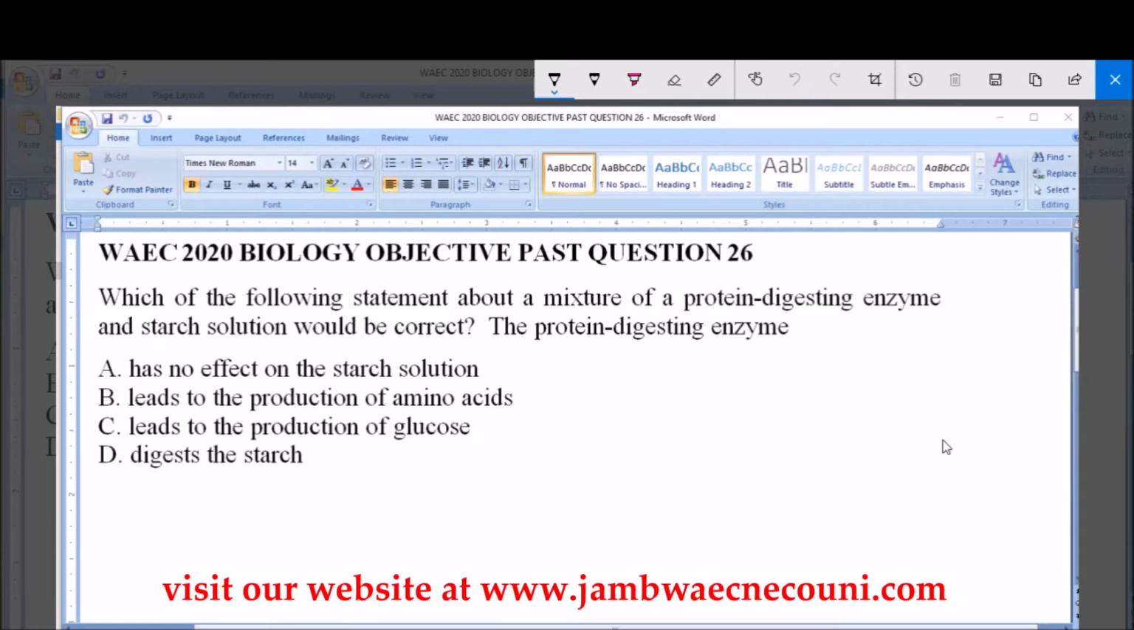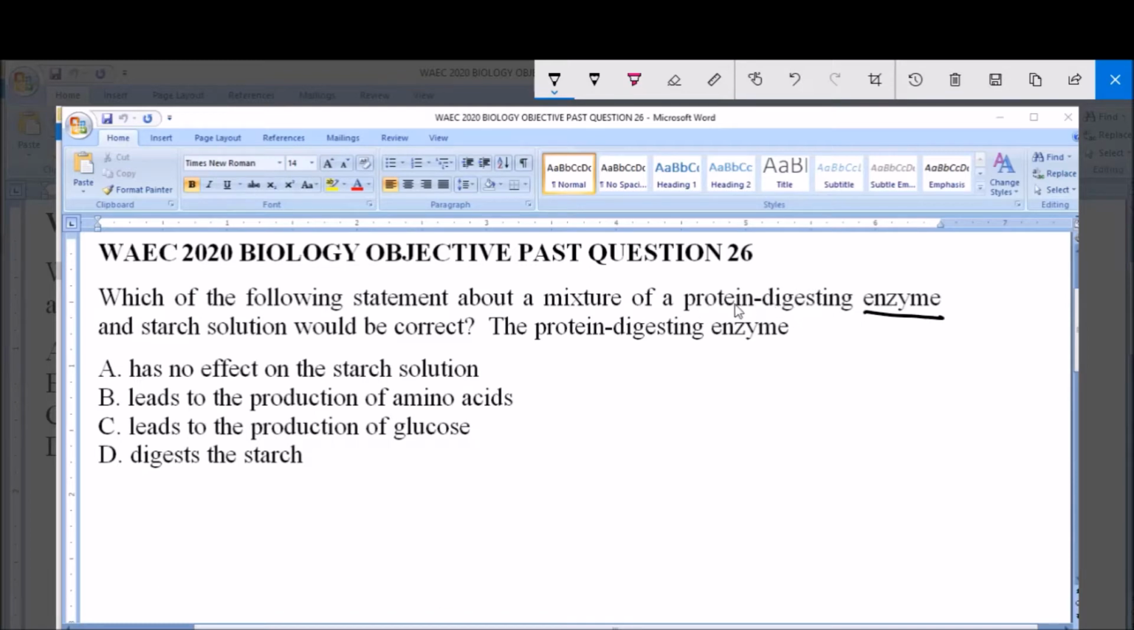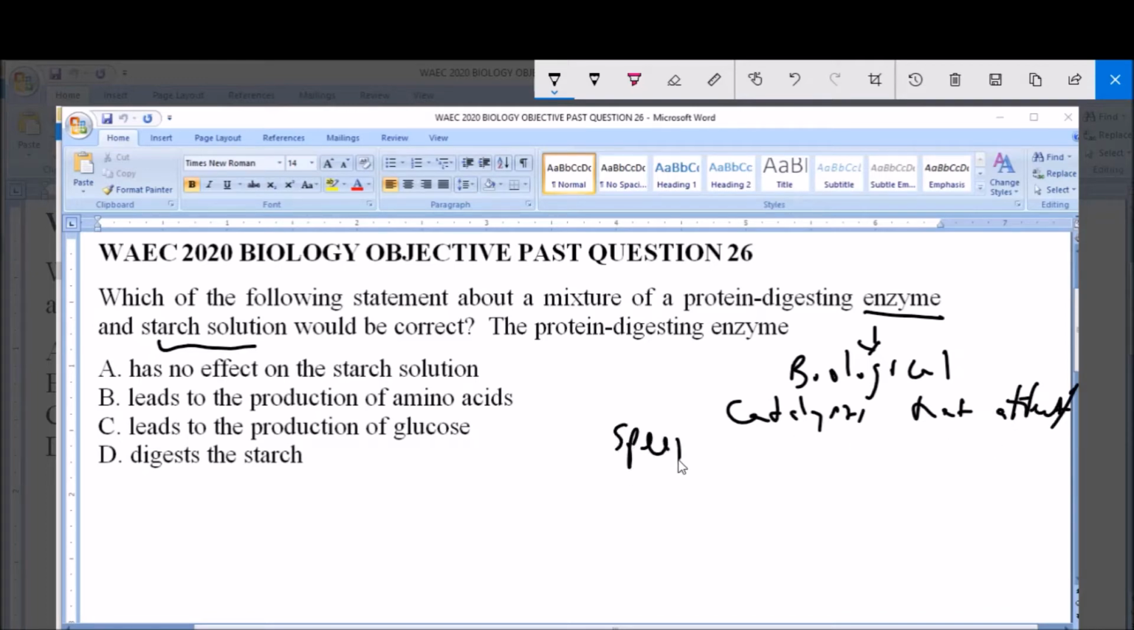So we are asked what will happen if you have a protein digesting enzyme and a starch solution mixed together. Now, enzymes, of course, are biological catalysts that usually speed up the rate of biochemical reactions. So what will happen if you have an enzyme for protein mixed together with a starch solution?